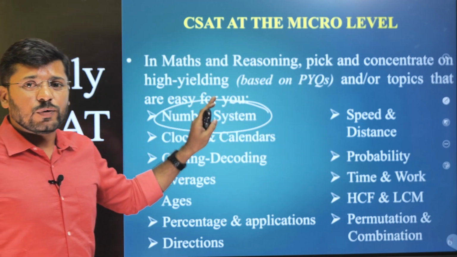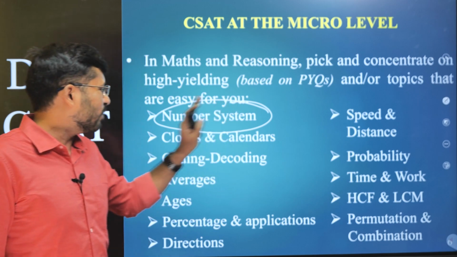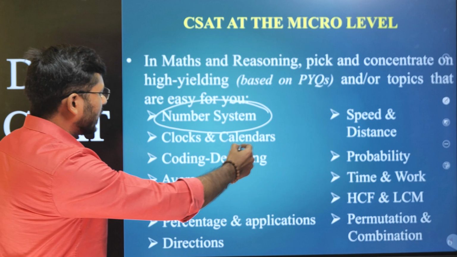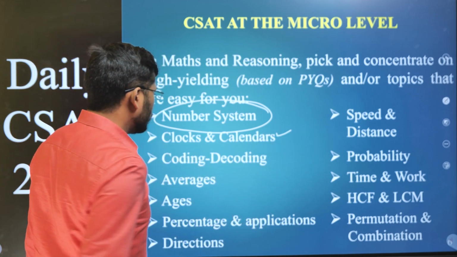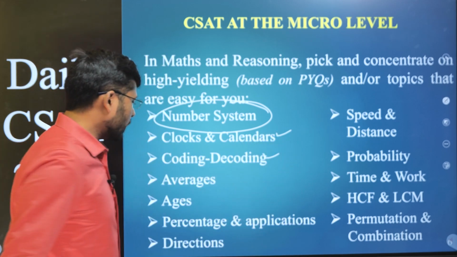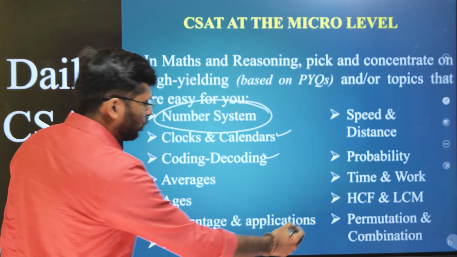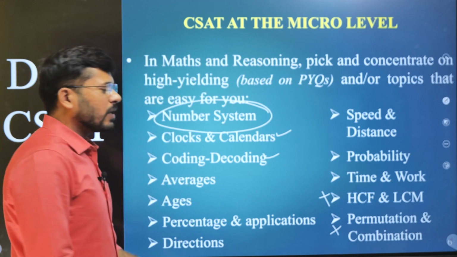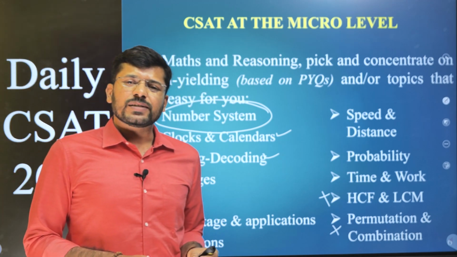Not number system, because it is a very important topic. Do not skip number system. You can skip the other ones. For example, clocks and calendars, questions on them are usually easy. Coding, decoding, questions on them are also easy. Sometimes permutation, combination, they get difficult. Sometimes HCF, LCM, they might get tricky. So it depends on your personal choice.